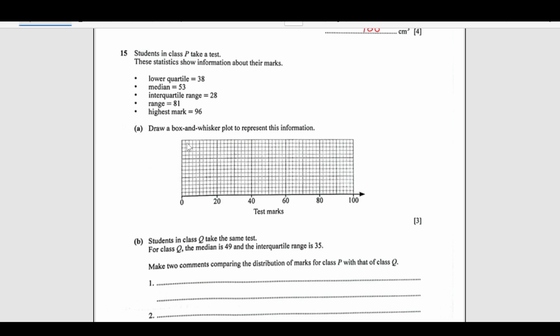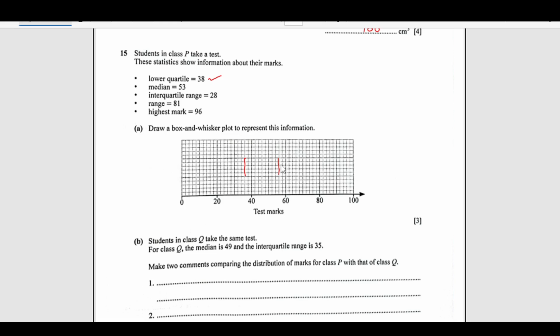As you can see, there are 10 divisions, so 38 is going to be in the middle here. This is the lower quartile, 38. So we have done this. Median is 53. This is 51, 52, 53. This is the median.